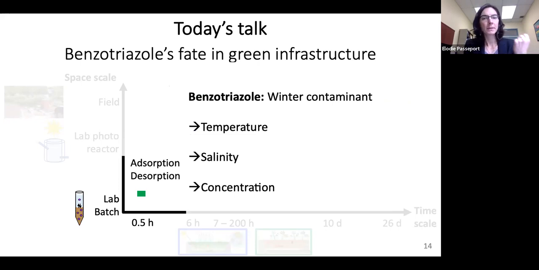Benzotriazole, as I mentioned earlier, is a winter contaminant. In this work, we wanted to investigate the adsorption and desorption potential of benzotriazole in bioretention cell soil and mulch, whatever solid surfaces you can find in a bioretention cell. I wanted to look at this as a function of temperature, salinity, and concentration of benzotriazole.